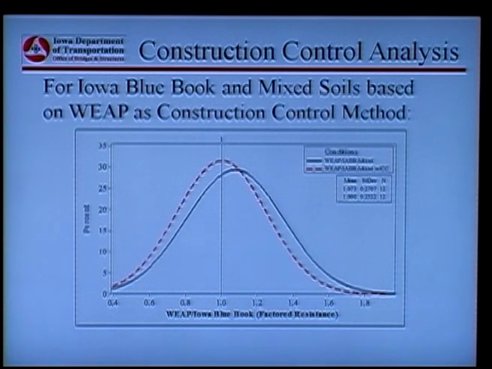Right? This is to show you the distribution before and after considering the construction control. The main point here is that you look at the mean of the distribution before considering the construction control, and it shifted to ratio 1, which means that the capacity estimated by WIP is matching with the capacity estimated by Blue Book on average. All right? So we're able to match the average value to 1.